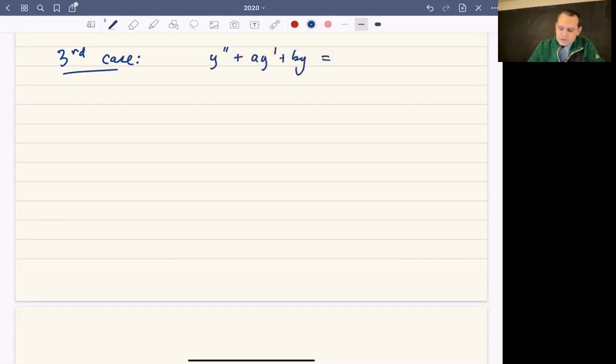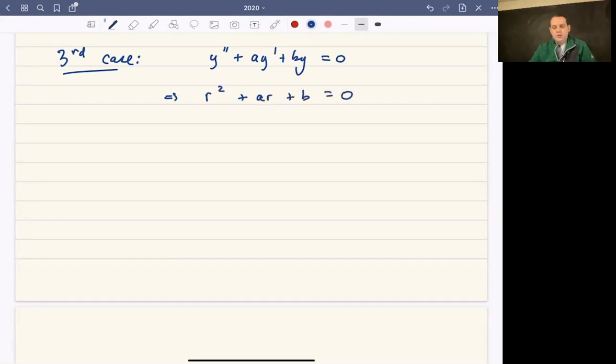So at this point, we're ready to handle the third case. And remember what we were doing, just as a quick recall. We were looking at the second order differential equation, y double prime plus ay prime plus by equals 0. That led us to look at the equation, which we called the characteristic equation, r squared plus ar plus b equals 0. And then there were three cases.